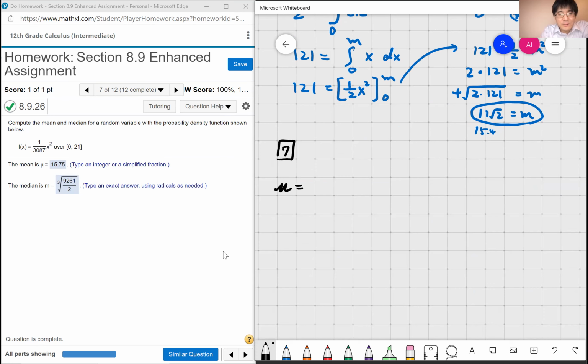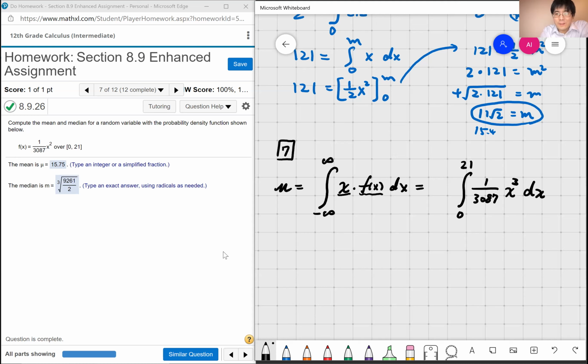So the mean is equal to the integral of x times f(x) from negative infinity to positive infinity. But since f(x) is only defined for 0 through 21, we can make it 0 through 21. Everywhere else is 0. So it's going to be 1 over 3087 times x squared times x. So it's going to be x cubed here. Okay. Integrating this, the number is irrelevant. So power rule, x to the power of 4 divided by 4. And you're going to plug in 0 through 21.